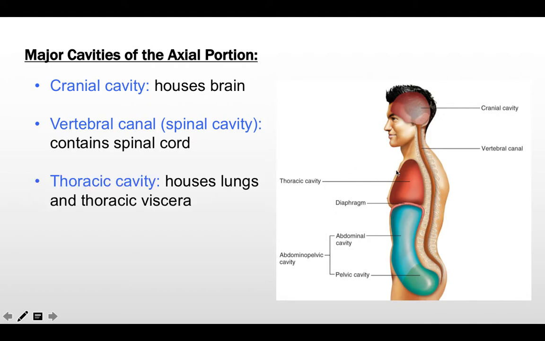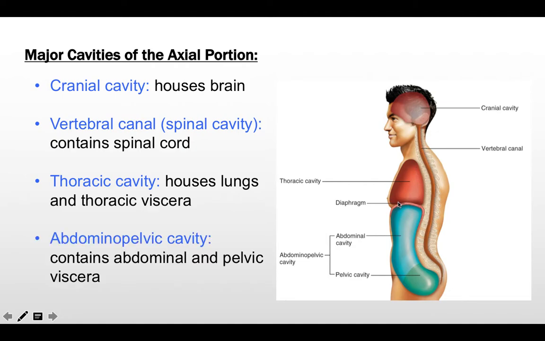Inside of our thoracic cavity, we have, of course, our lungs and other thoracic viscera, which means like organs or body parts. And we'll get more specific in a minute. And we also have this big cavity down here in the inferior portion of your abdominal pelvic cavity, which contains both abdominal and pelvic viscera. You'll notice this cavity is split, and we'll get to that on the next slide.